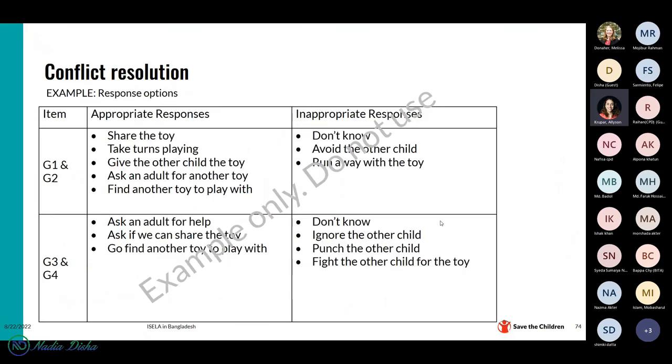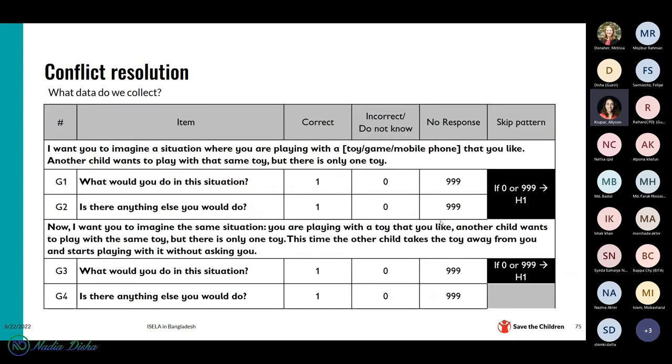So here are some appropriate and inappropriate examples, and this is what we ask. I'll rearrange this because I don't like how it's structured right now. So the data that we collect is, imagine the scenario, and the questions we ask are, what would you do in this situation? And then we ask that follow-up, is there anything else you would do?